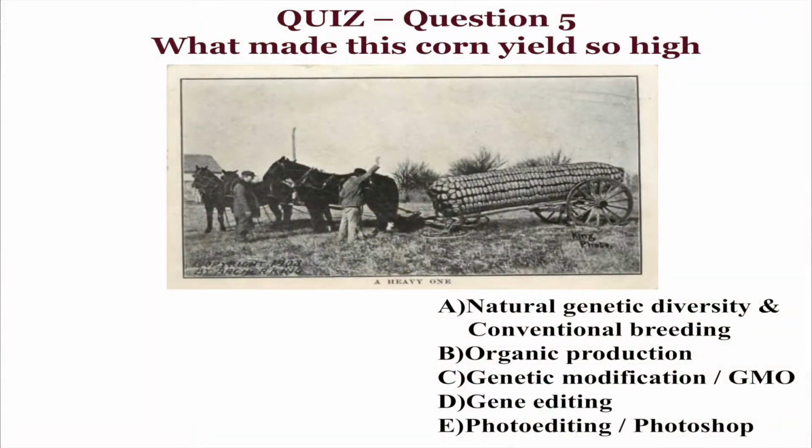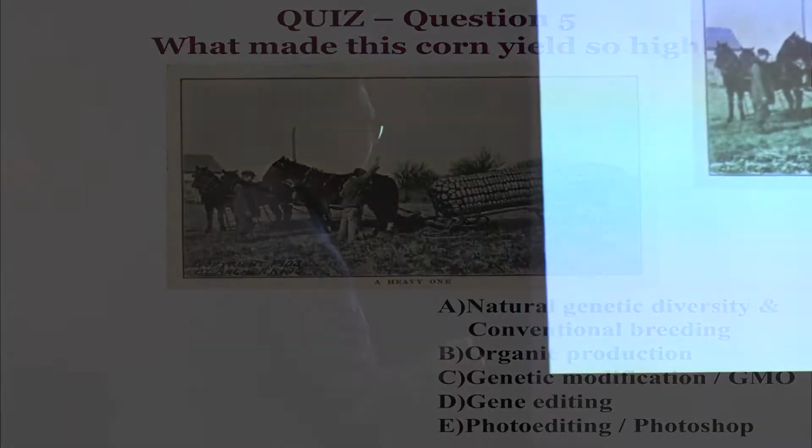Okay, last one. What made this corn yield so high? Natural genetic diversity, organic production, GM production. E. Okay, I think E is a safe bet on this one. This actually is a quite famous postcard from 1908. So how they did photo editing back then, I don't know. That's obviously not Photoshop.